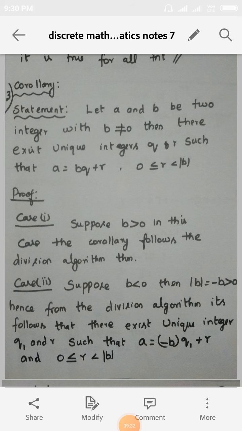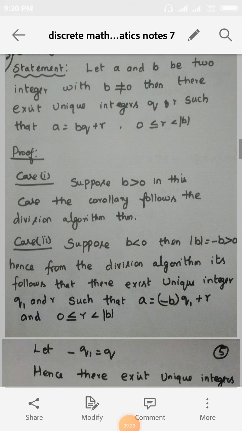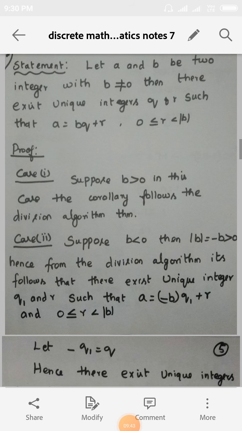Suppose b is less than 0, then we have to take modulus of b is equal to minus b. You know that modulus of b is equal to minus b, which is greater than 0. Hence, from the division algorithm theorem, it follows there exist unique integers q1 and r such that a is equal to minus b into q1. We already have integers q and r, that is a is equal to bq plus r.